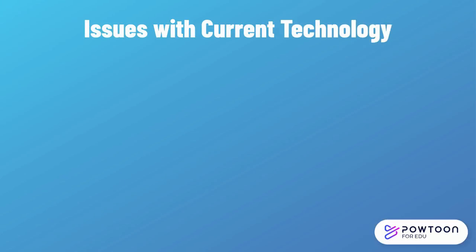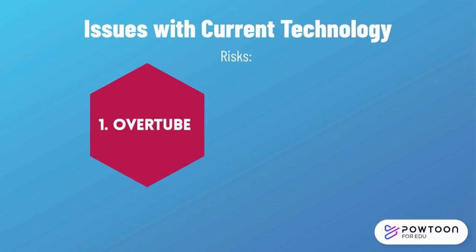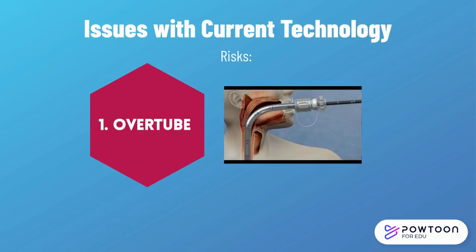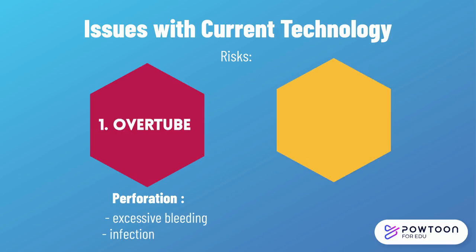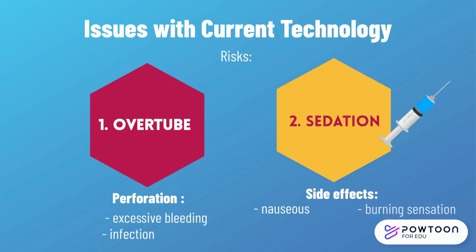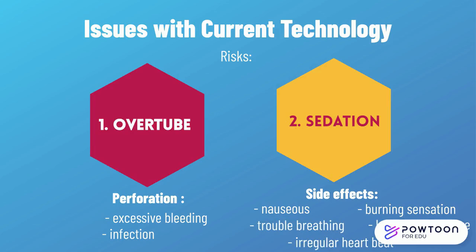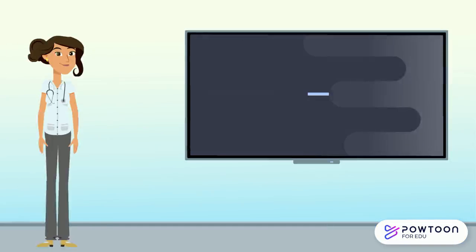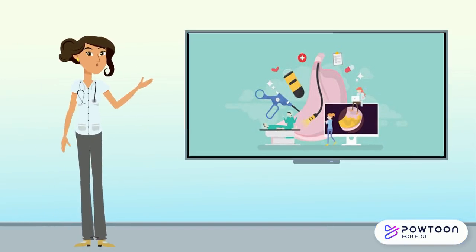While complications during the procedure are very uncommon, they are still possible. The use of an overtube presents a risk of perforation of the area being examined, which could result in excessive bleeding or an infection. Additionally, those who have been sedated may experience side effects such as feeling sick and nauseous, a burning sensation at the site of the injection, trouble breathing, low blood pressure, or irregular heartbeat. Despite these risks, it is encouraged to undergo the procedure when recommended.